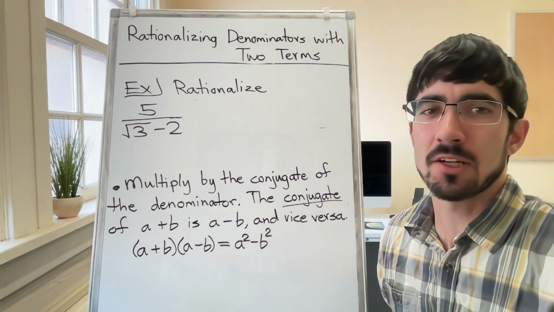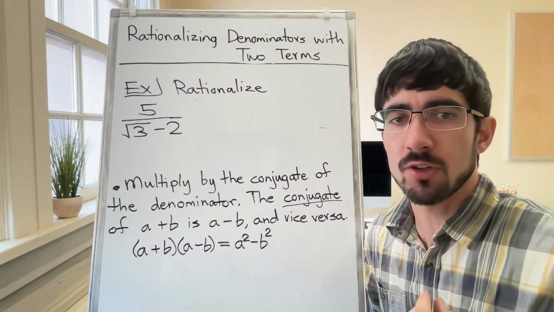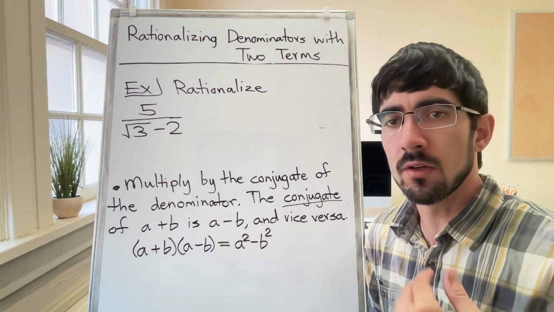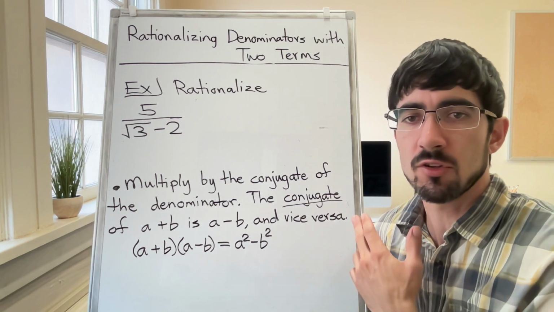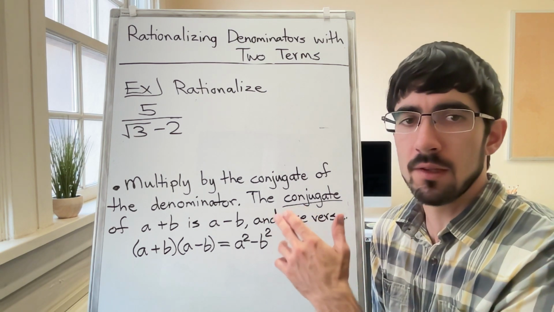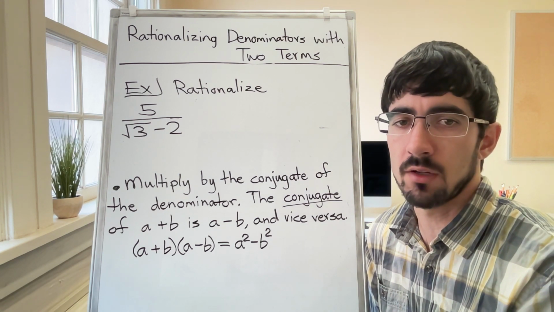Let's look at how to rationalize denominators that have two terms, where there's addition or subtraction in the denominator between some terms. This is a little more complicated than denominators with one term, but we can still follow the same strategy for each of these examples. In this case, we're going to multiply it by the conjugate of the denominator.